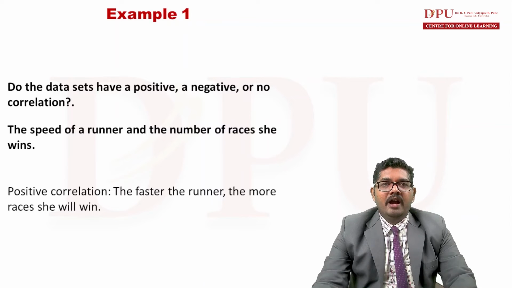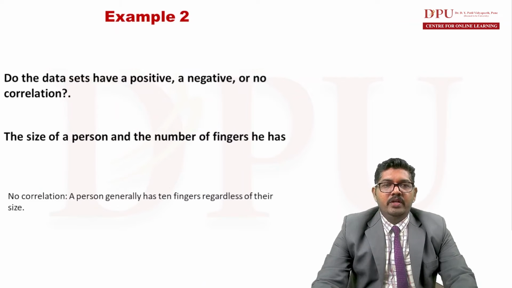running fast is the key performing area in case of running, and if the runner runs fast, then only he can win more races, and therefore there is a positive correlation between the speed of the runner and the number of races she or he can win.